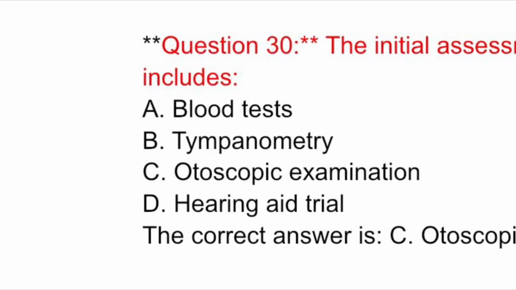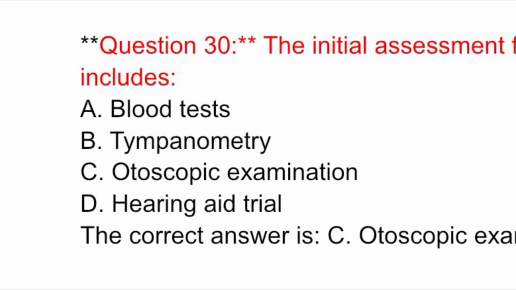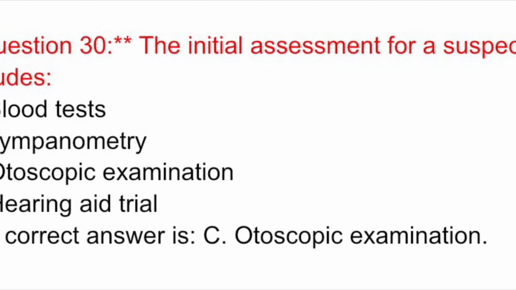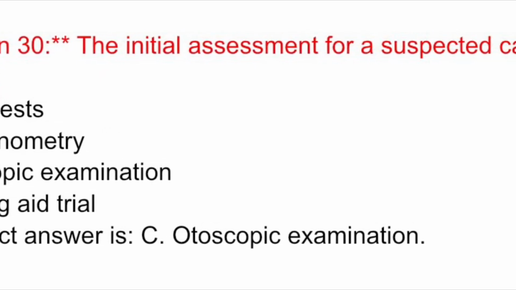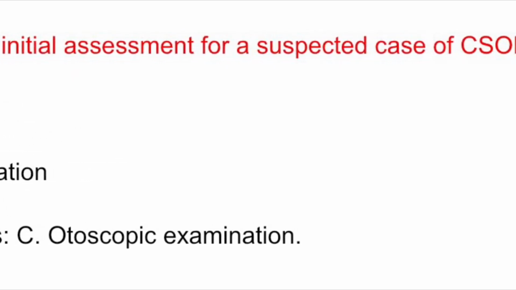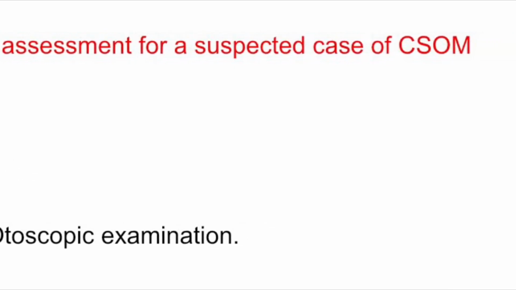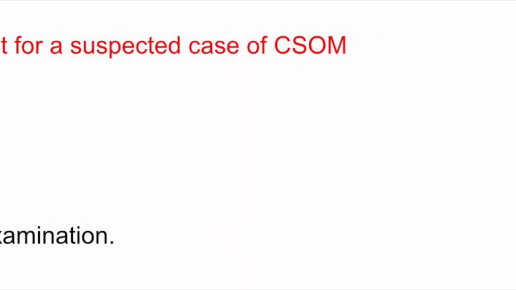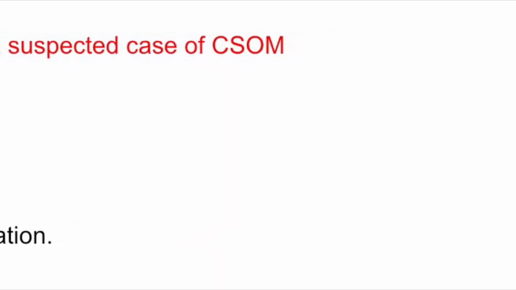Question 30. The initial assessment for a suspected case of CSOM includes: A. Blood test. B. Tympanometry. C. Otoscopic examination. D. Hearing aid trial. The correct answer is C. Otoscopic examination. These questions help further understand CSOM's presentation, complications, and management. Essential knowledge for clinical practice.